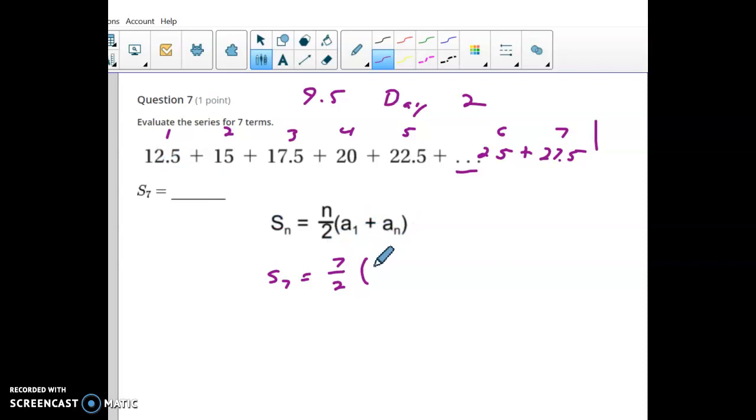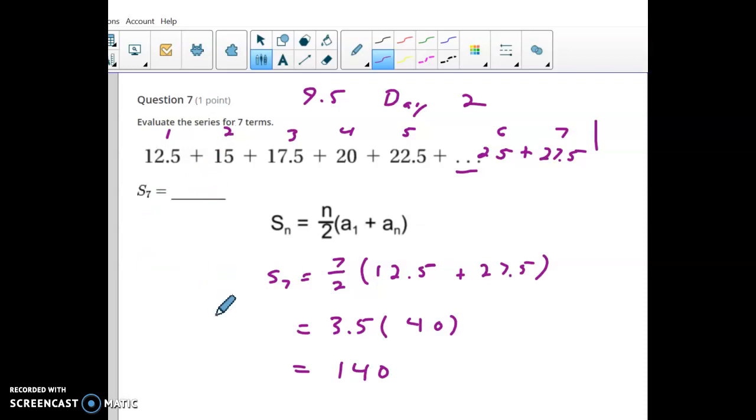The first term is 12.5, and since I extended the pattern out here, I actually know the last term. That's going to be 27.5. Then I just have to do the math. 7 divided by 2 is 3.5. Add those two together, I believe that comes out to exactly 40. You might want to check my math there. Then 3.5 times 40: 3 times 40 would be 120, plus half of 40 would be 140, I think that should be right. You might want to check that again, but I think that should be okay. So this one should be 140.